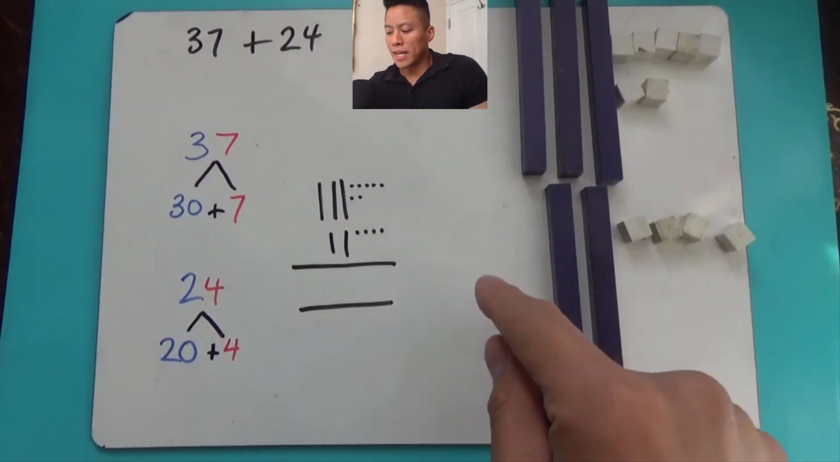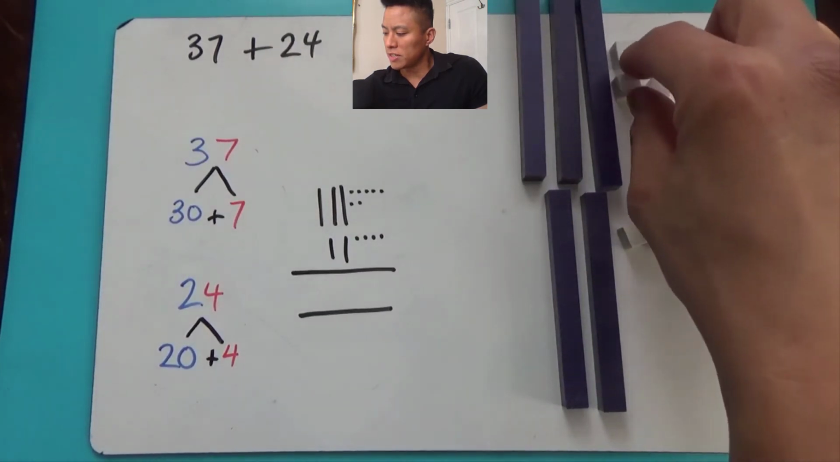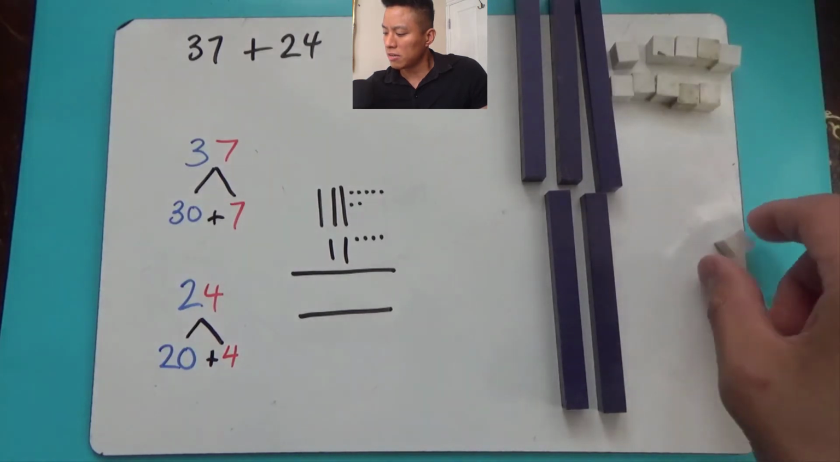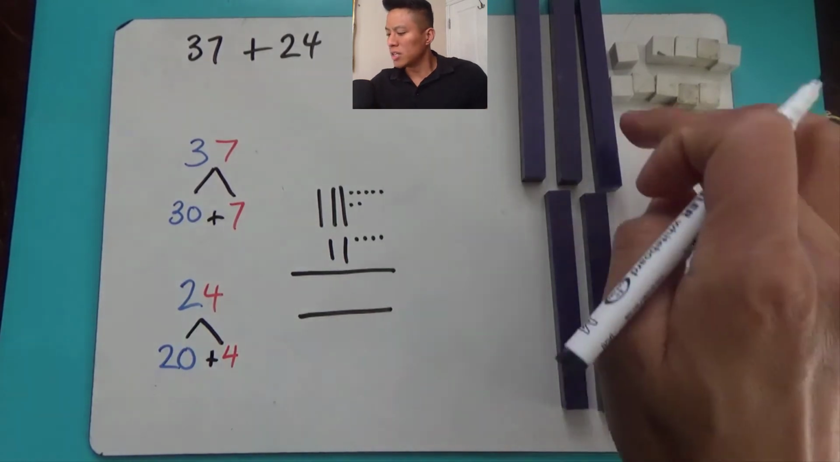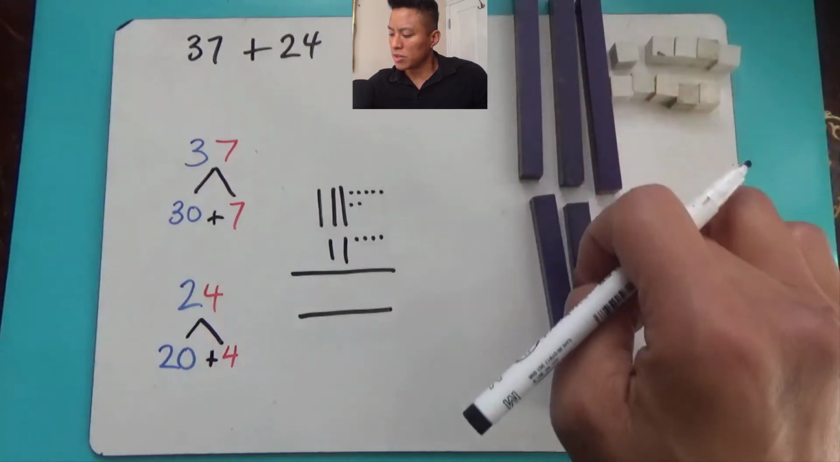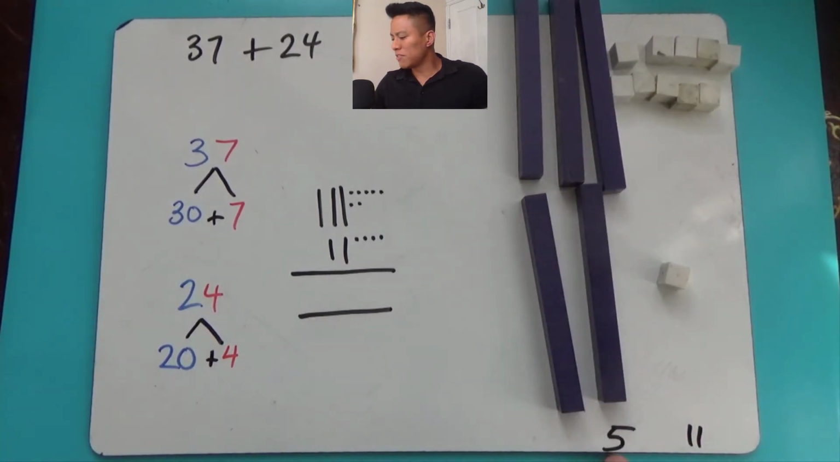Right, now as you can see, we've got 1, 2, 3, 4, 5, 6, 7, 8, 9, 10, 11. We've got 11. So we can't write 11 ones and then 10, 20, 30, 40, 50, which is 1, 2, 3, 4, 5 tens, because then that gives us the answer 511. Now that is not right. So this is what we have to do.